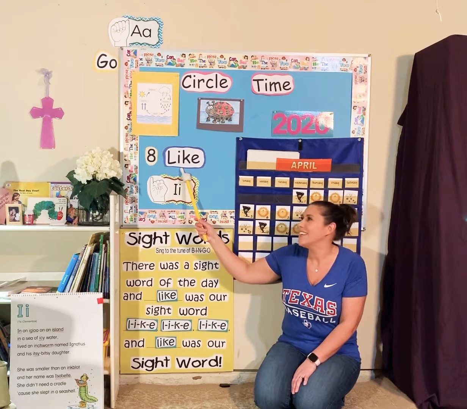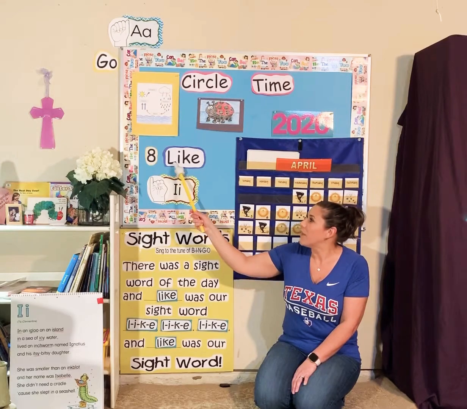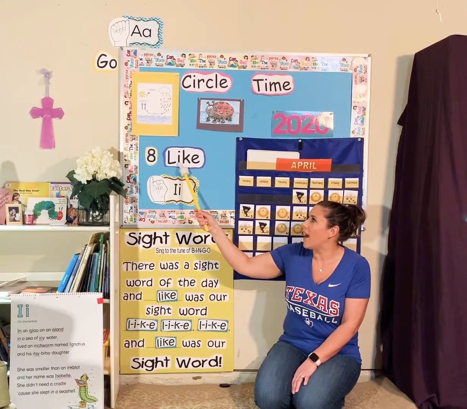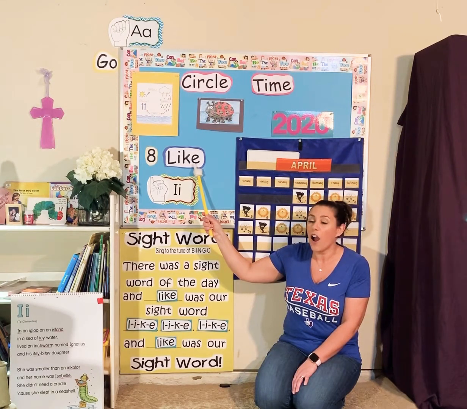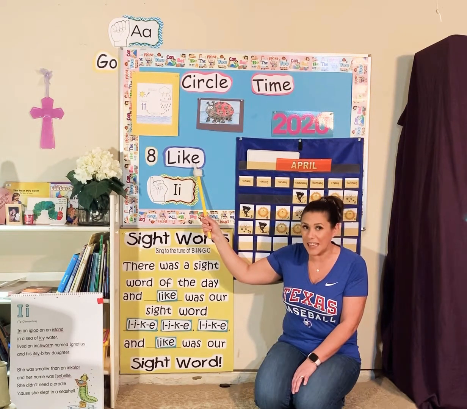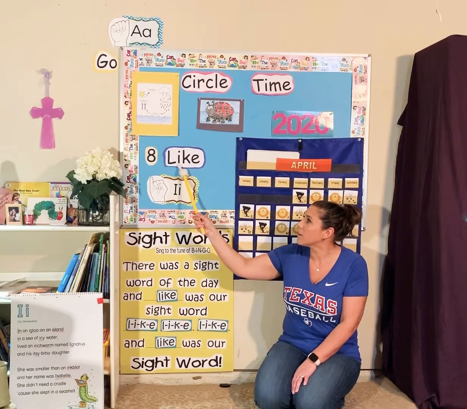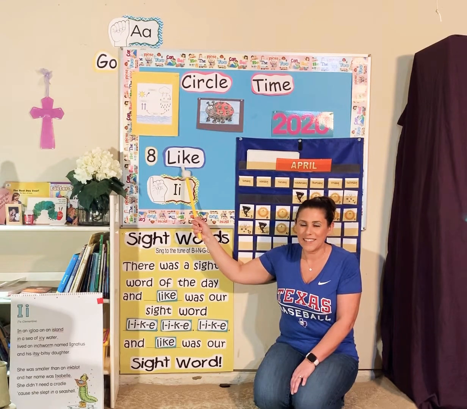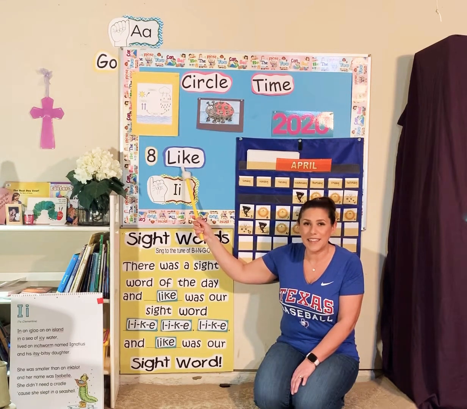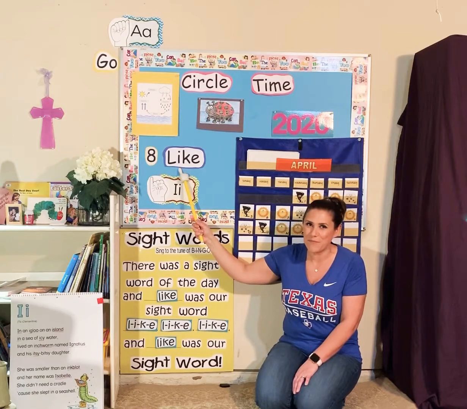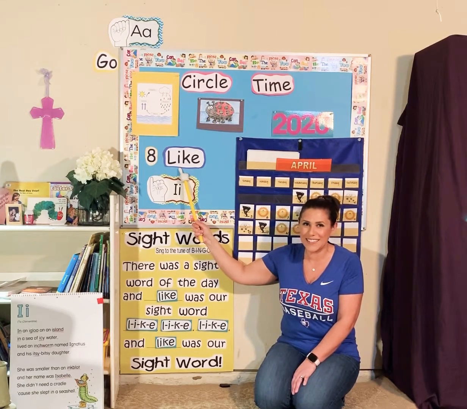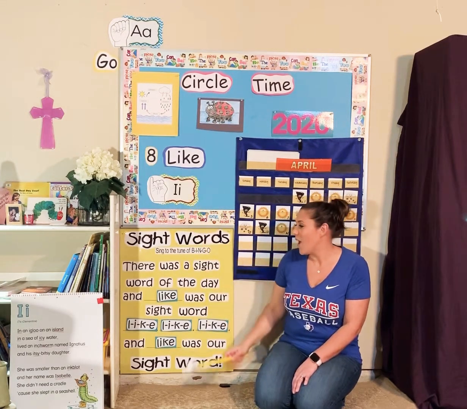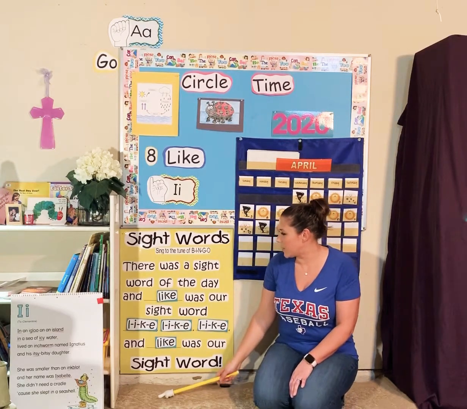like. Let's spell it together. L-I-K-E. Hey. Our special letter from the week is in the word like. Look, it's right there. Can you use the word like in a sentence? I like seeing you at circle time. Can you use a sentence? Good job. All right, let's sing our sight word song.